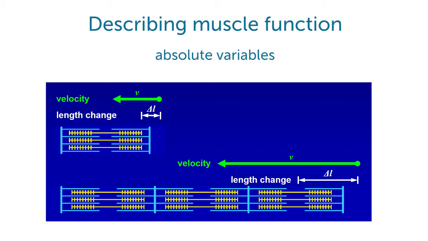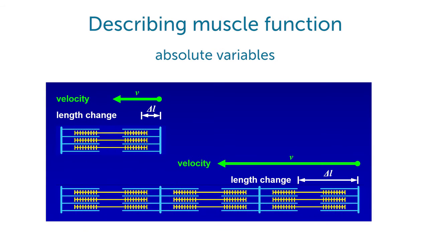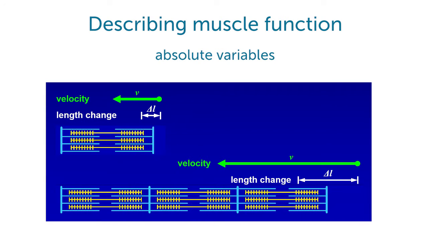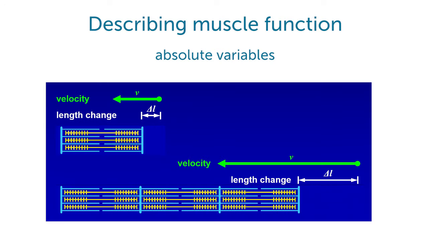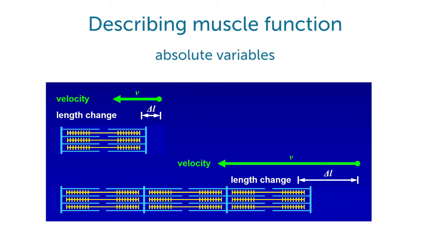However, these three parameters are not so easy because they are not independent from the geometry of the muscle. So what we should consider is if we make a chain of sarcomeres, then these parameters change. For example, the length change becomes 3 times as much if we add 3 sarcomeres.